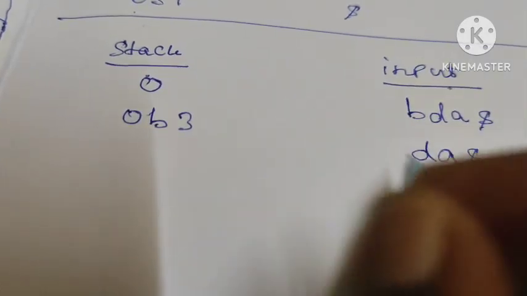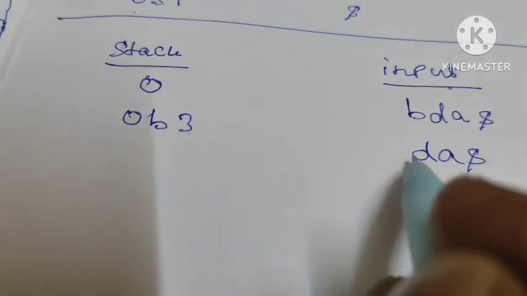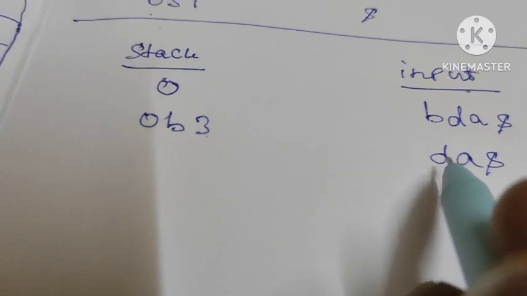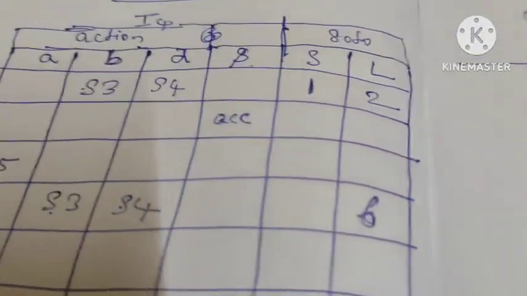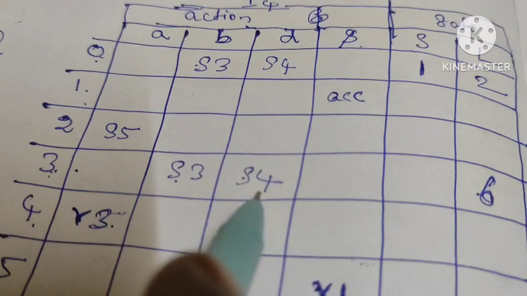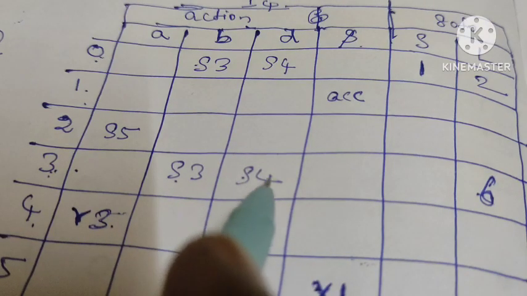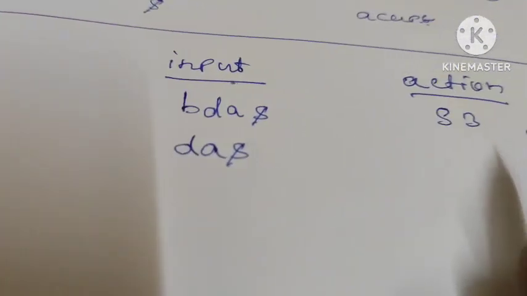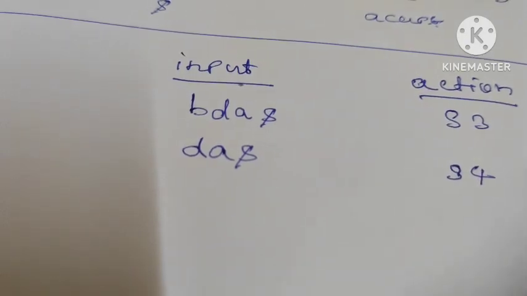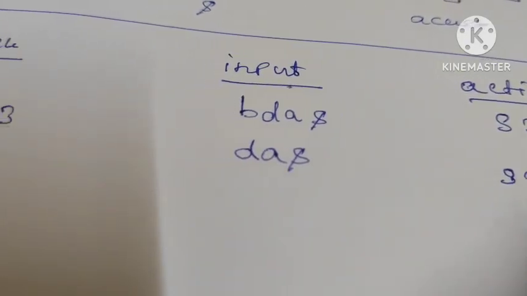Now see here, 3 is on the left side and D is on the right side. Go to the table and check 3 and D. 3 and D takes the action S4. That is again a shift 4.